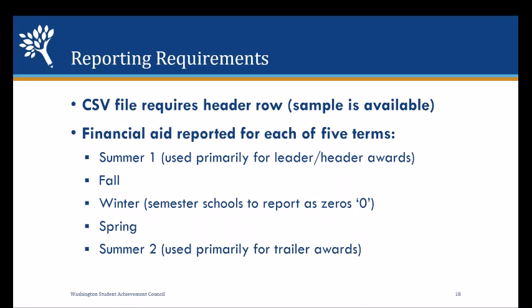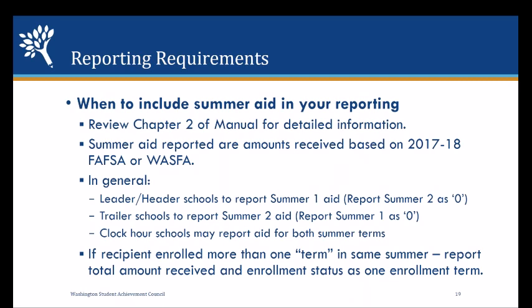Summer 1 is used primarily for lead header awards. Fall, winter is applicable to all but semester schools, but semester schools should report that as 0. Spring, and Summer 2, which is used primarily for trailer awards. When should you include summer aid in your reporting? Review Chapter 2 of the manual for detailed information.